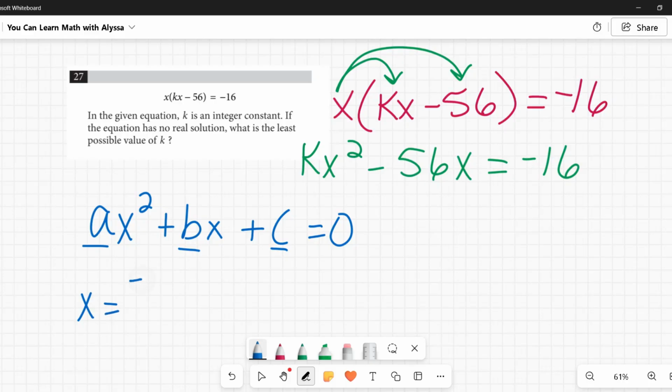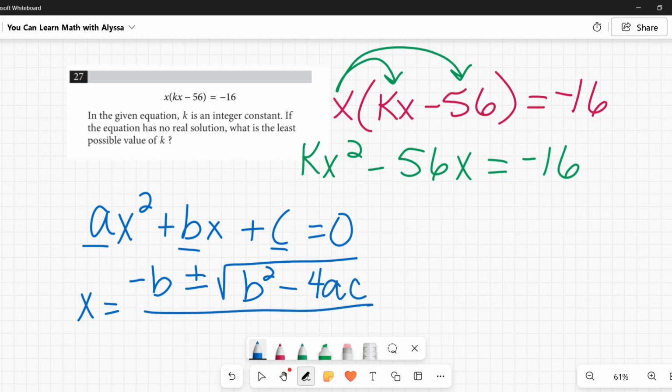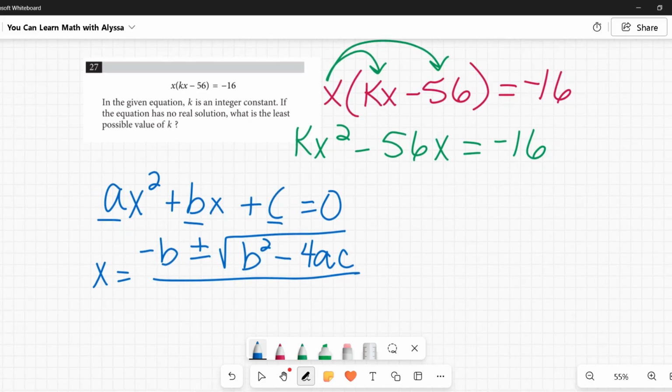X will be equal to negative, or the opposite of, the b value plus or minus the square root of the b value squared minus 4 times a times c, those values, all over, and I keep writing too big and running out of room, all over 2a.